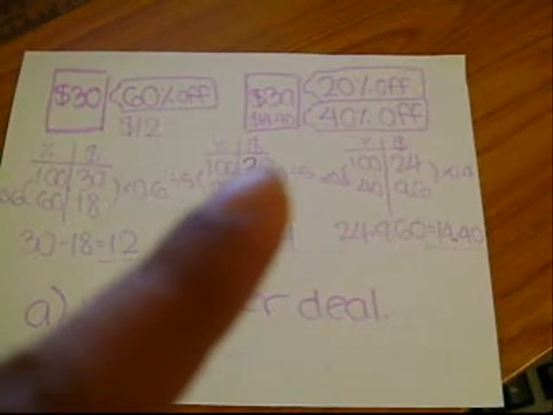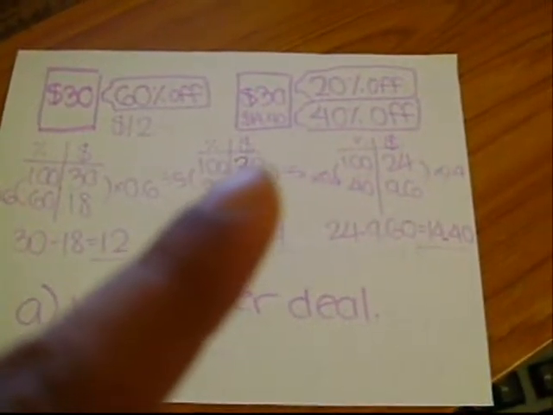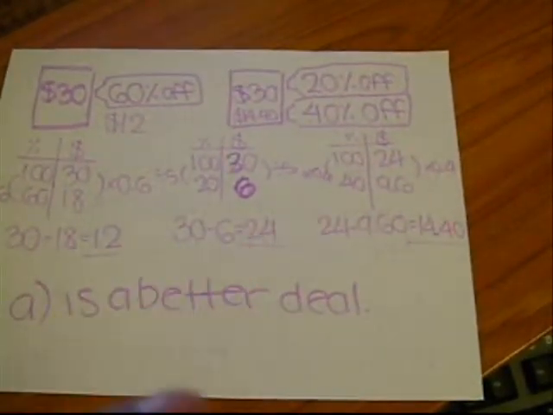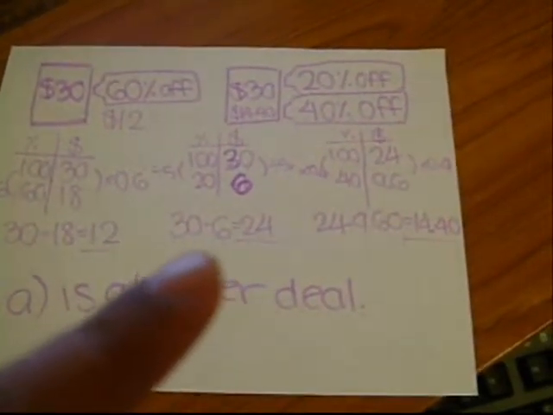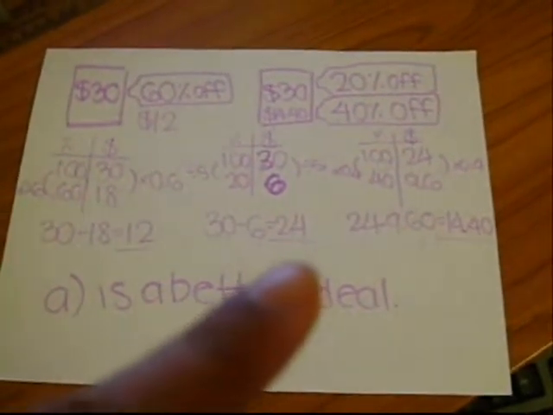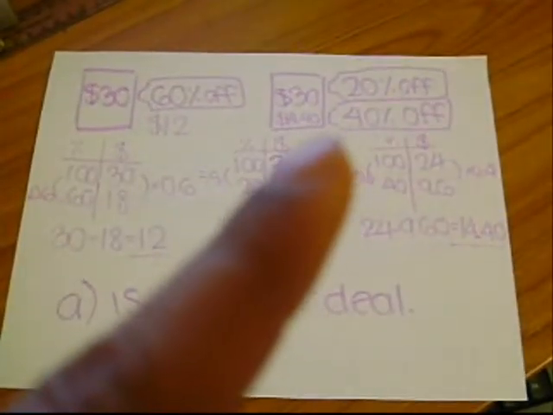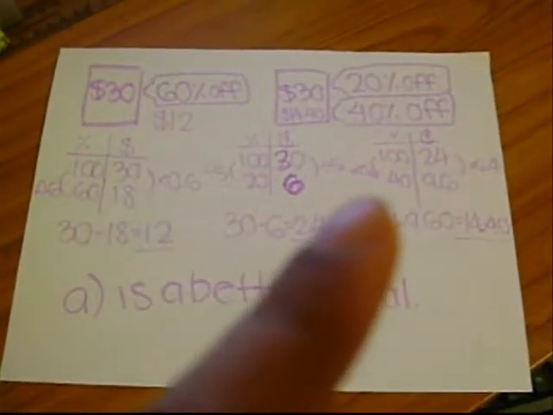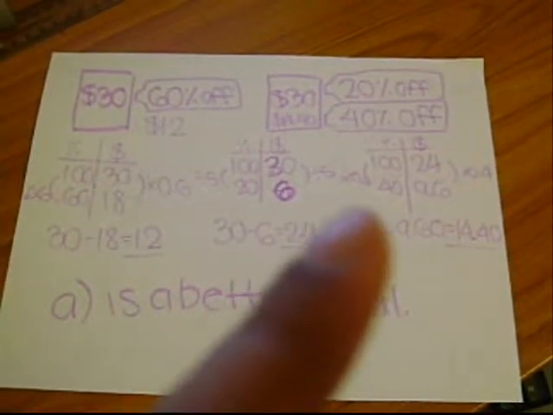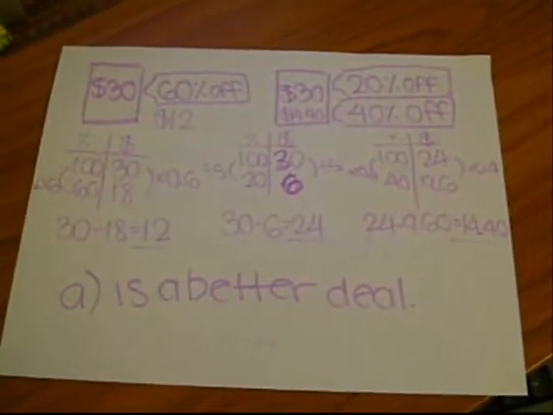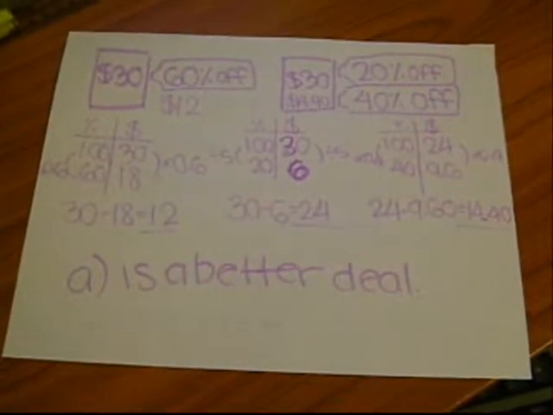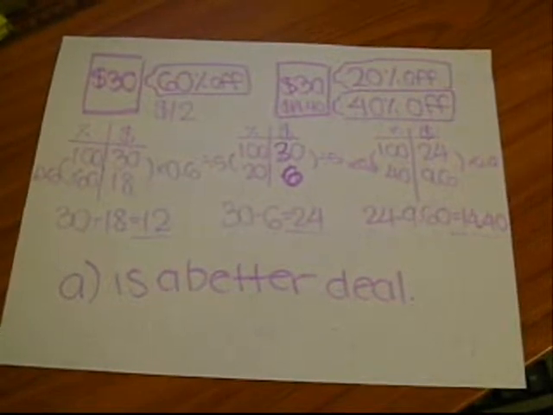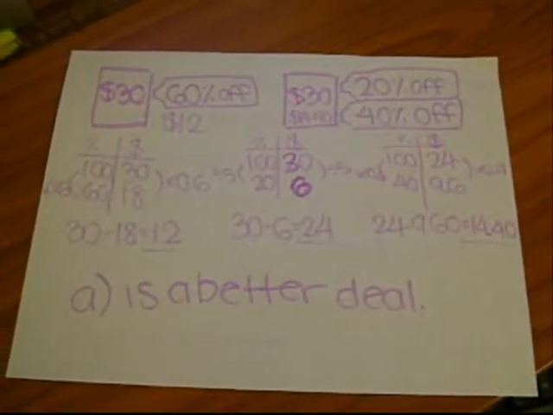This box, we first have to find 20% of 30. To get that, we have to divide by 5, which we get 6. So we subtract 6 from 30 and we get 24. Then we have to find 40% of 24. To find that, we have to multiply by 0.4, which gives us 9.6. So then we have to subtract 9.6 from 24, and it gives us $14.40.